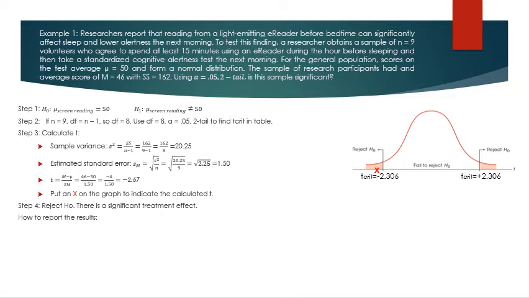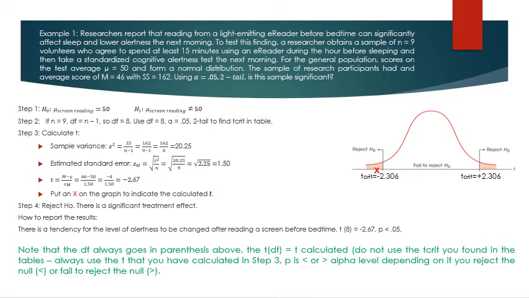Let's talk about how to report the results of a t-test. You would say there is a tendency for the level of alertness to be changed after reading a screen before bedtime. You would say t of 8, and 8 in parentheses is the degrees of freedom that you used on the table. So you have to show them what degrees of freedom you used. And then you put your answer, negative 2.67. That's your calculated t-score. And then the probability is less than 0.05 because you're in the rejection regions and 0.05 is your alpha level. And it's a two-tailed test, so you don't have to write two-tail.